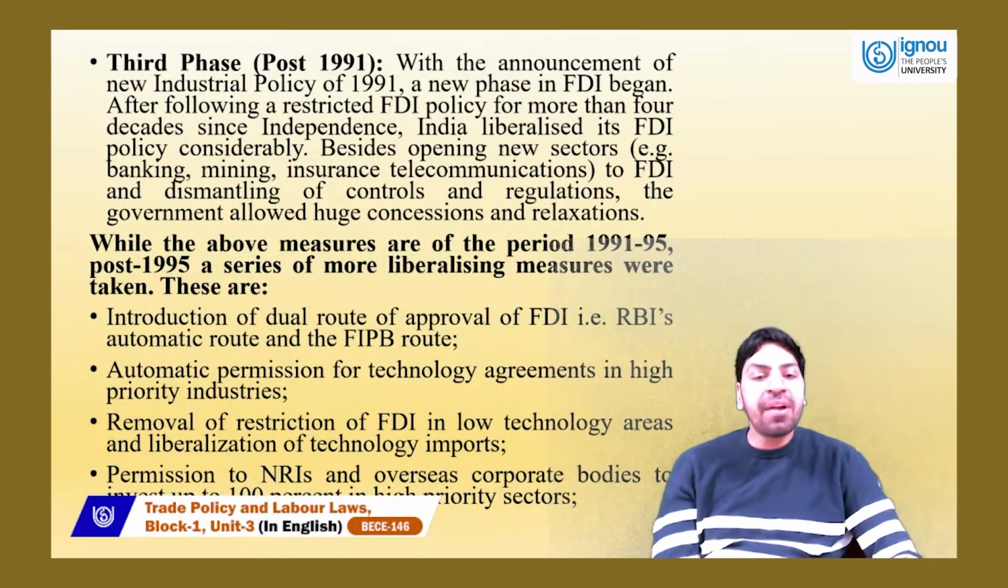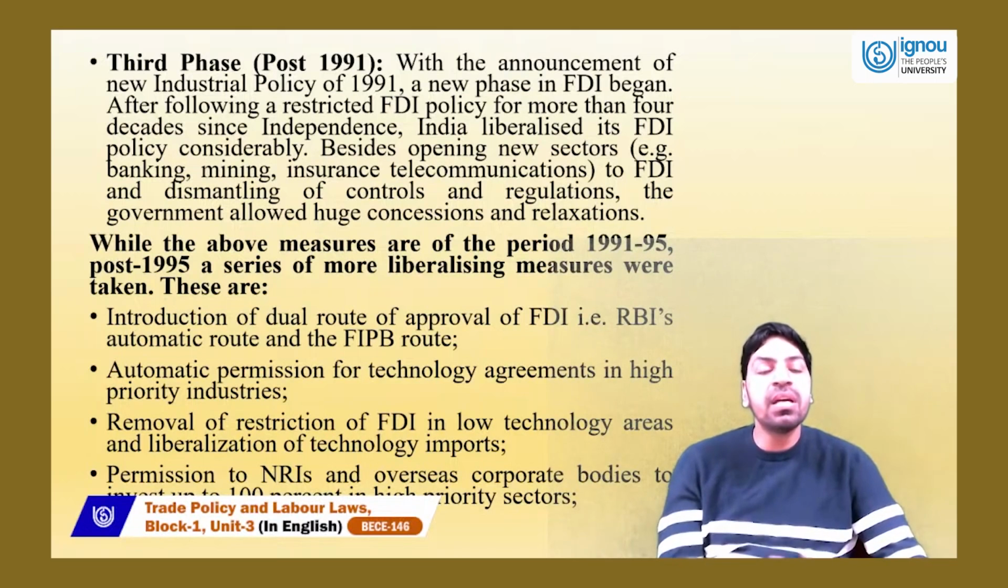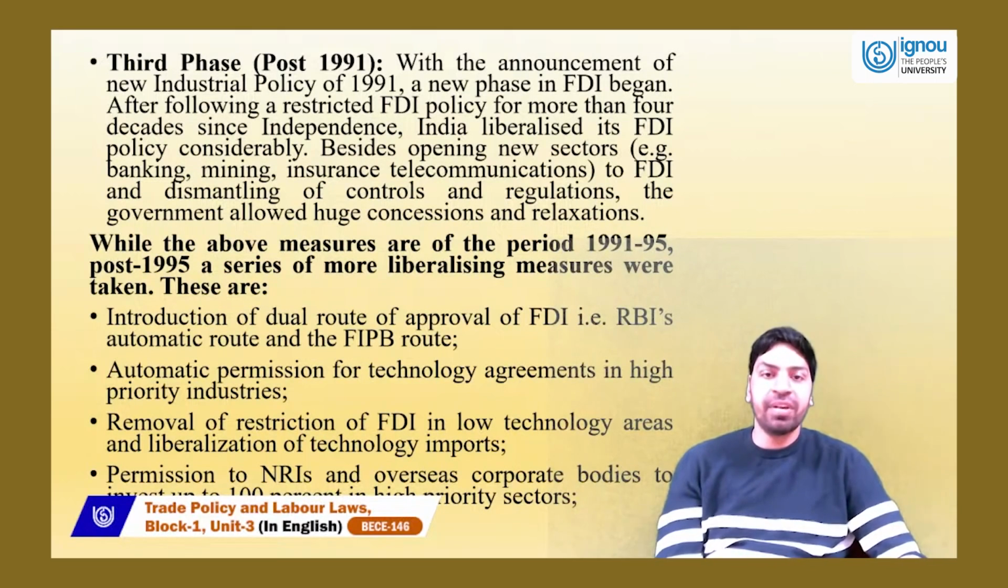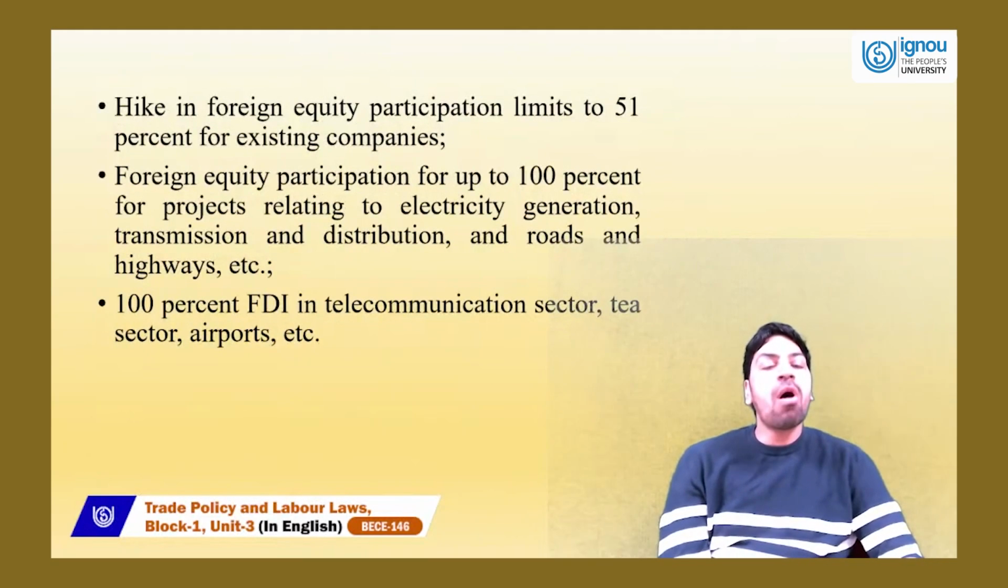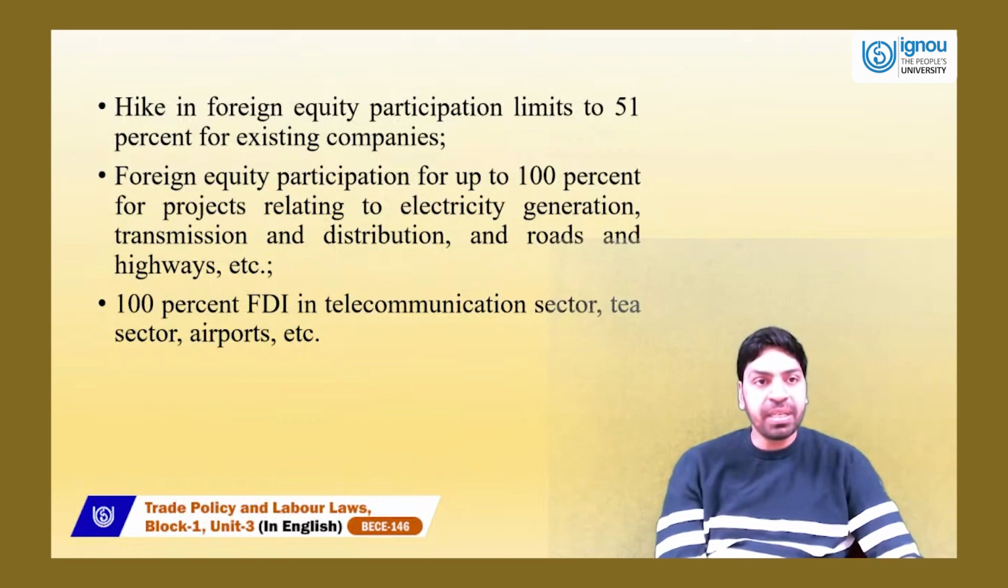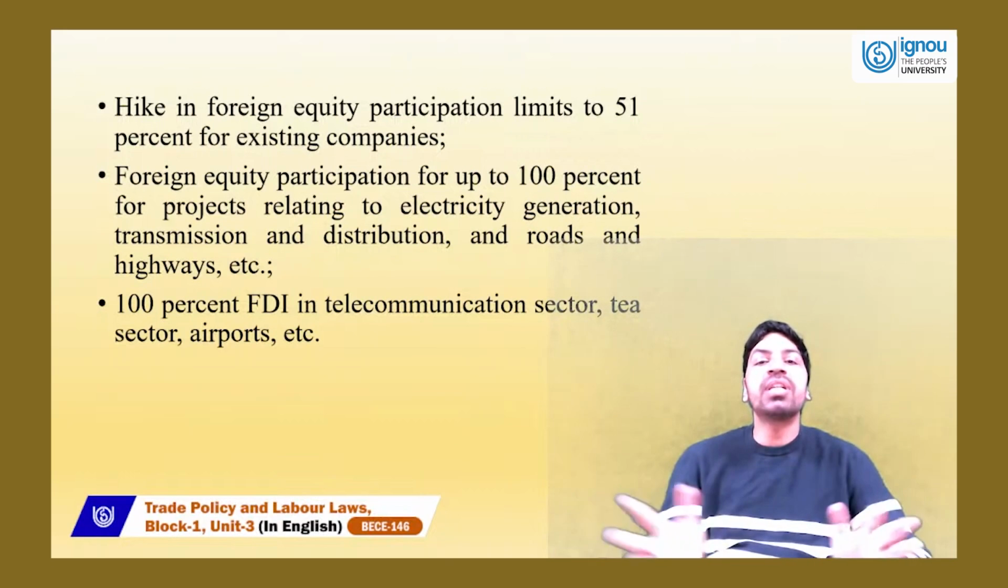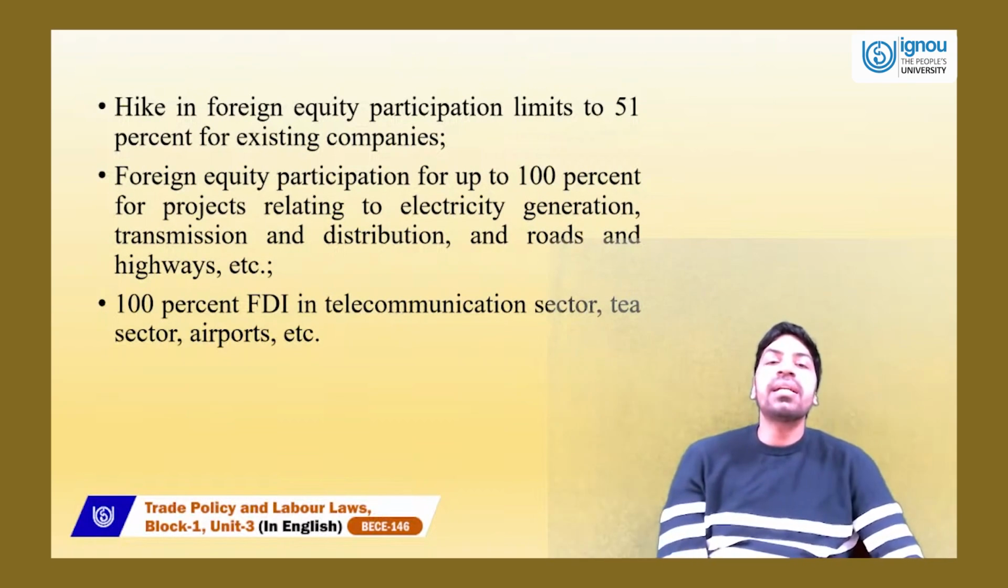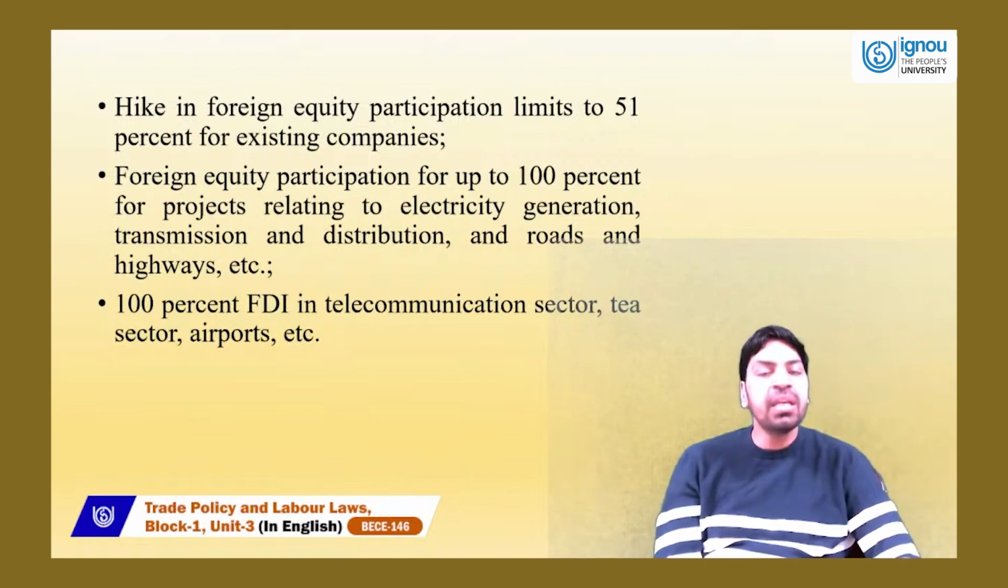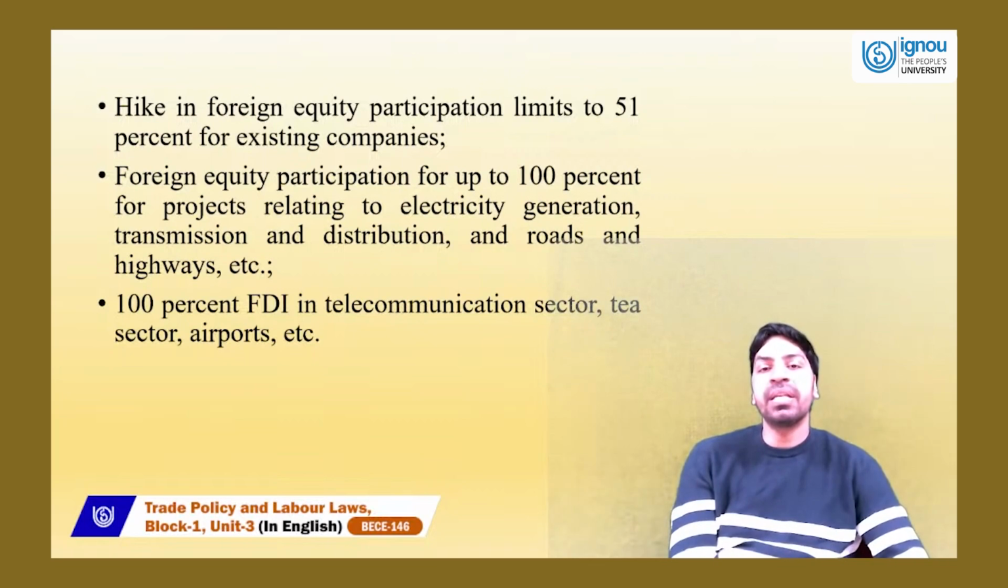Permission is to be given to NRIs and overseas corporate bodies to invest up to 100% in high priority areas. There was a hike in foreign equity participation, which was earlier limited to 51% of the existing companies. Foreign equity participation is up to 100% for all those projects that are useful for industrial growth, that is, electricity generation, transmission, distribution, roads and highways, dams, etc. 100% FDI is allowed in the telecommunication sector, airports, etc. So after all, it involves foreign companies' collaboration.